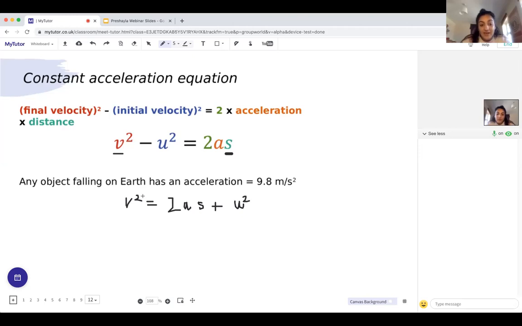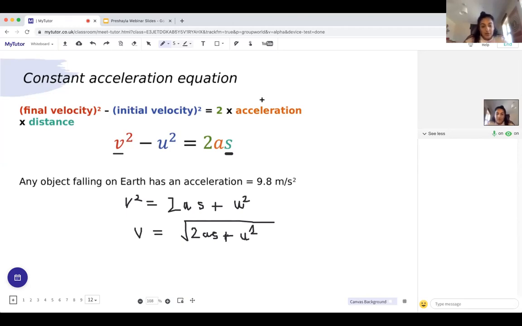Then we need to get V on its own, but right now it's squared. So we do the opposite of a square, which is a square root. So we square root the left-hand side to get just V, and we square root the right-hand side to get the square root of all of that, 2AS plus U squared. Okay, so you need to be able to rearrange it for any of those letters, A, S, U, or V.